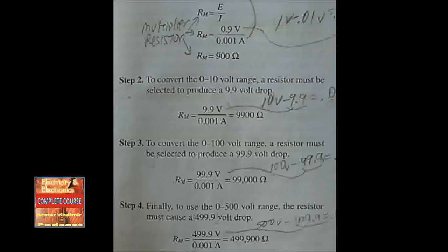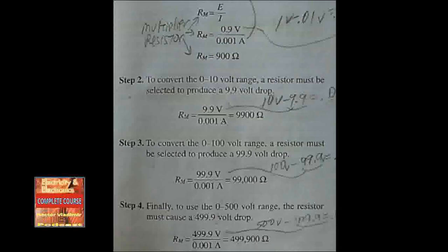Step 4, 0 to 500 volt range. The resistor multiplier must cause a 499.9 volt drop, again coming from the 500 because we can only allow 0.1 volt through the meter coil. So we have to drop 499.9 volts. And again, using Ohm's law, the resistor multiplier equals 499.9 volts divided by 0.001 amp, which is equal to 499,900 ohms. Again, a switching device is used to select the correct multiplier resistor for the range in use. Read the scale on the dial that corresponds to the range selected. The dial on a meter is generally referred to as the range selector switch.